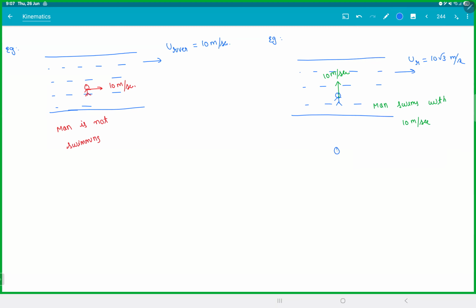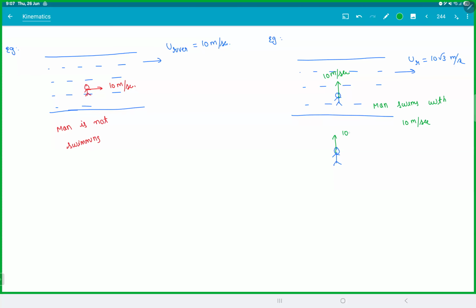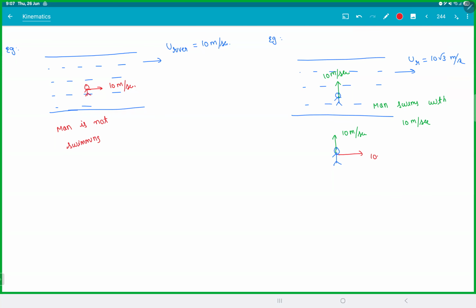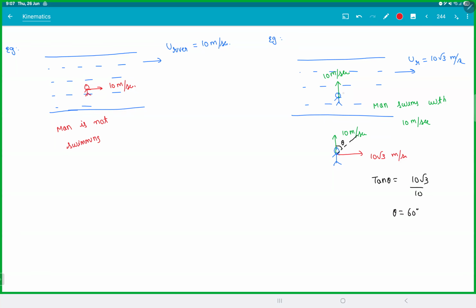Now what happens? Man swims with 10 meters per second straight. So if you look at the man, now the man will have two velocities. One, because of his own velocity, he is trying to go 10 meters per second. This is your own effort. And the river is dragging you horizontally with 10√3. So this man will not go straight. This man will actually start drifting at an angle. If you take this angle to be theta, you will get tan theta equals opposite side, 10√3 by 10, so theta is 60 degrees. That means even though you're trying to swim straight, because of the river, you actually drift at an angle of 60 degrees.